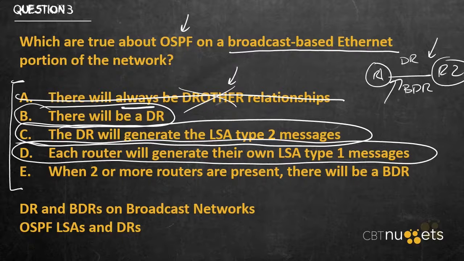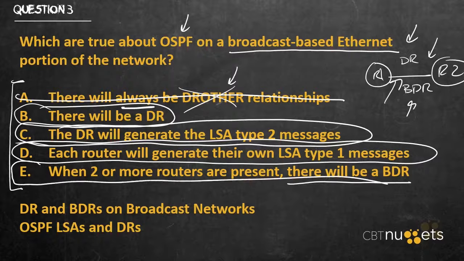And answer E says when 2 or more routers are present on a broadcast-based Ethernet portion of the network, there will be a BDR. And that's true. So if we have the first one that shows up would be the designated router, and the second one would be a BDR. So that's true. So answers B, C, D, and E are all true regarding broadcast-based Ethernet segments where OSPF is running.